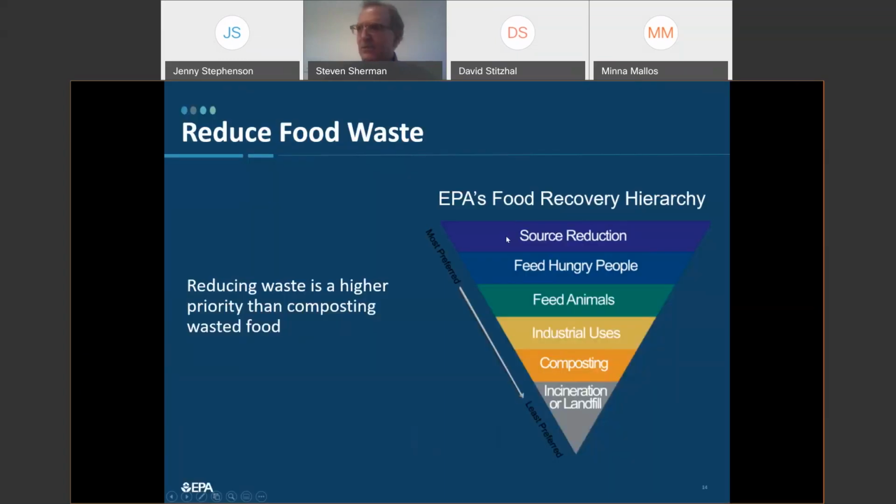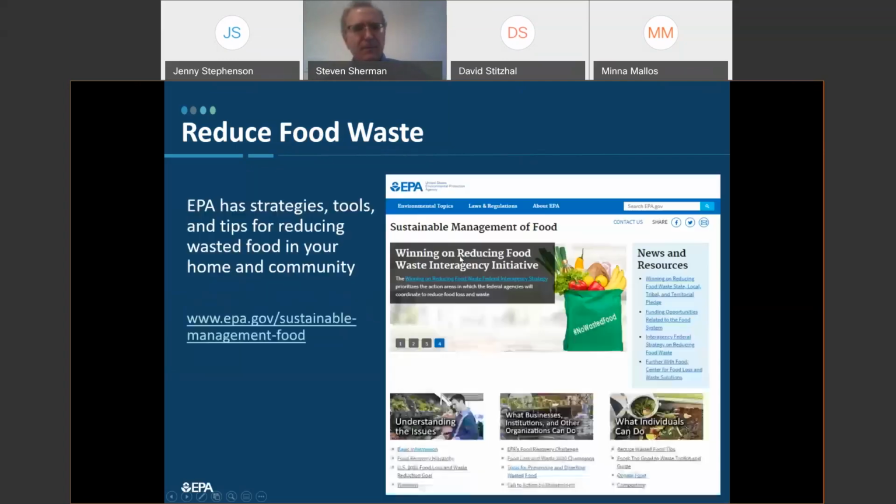And with that said, reducing food waste is a higher priority than composting that wasted food. And let's keep that in mind. The best use of food is to feed people. Going on. The EPA has strategies, tools, and tips for reducing wasted food in your home and community. There's a link here, and this information is available to you after this presentation as well, and it'll be in additional resources.